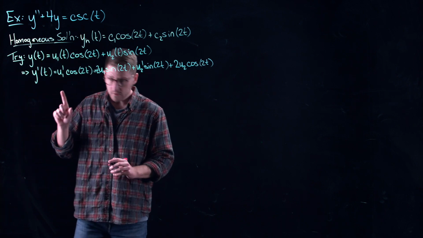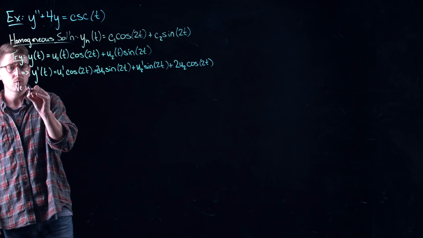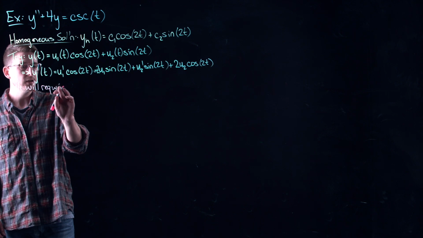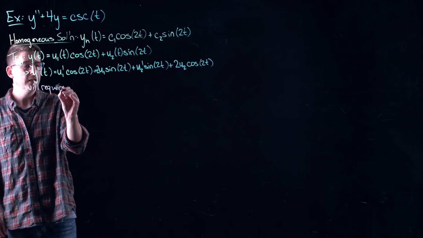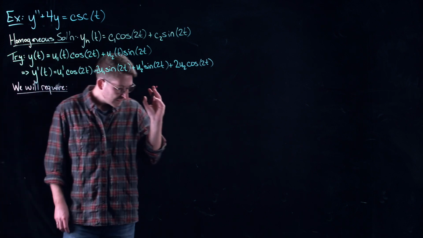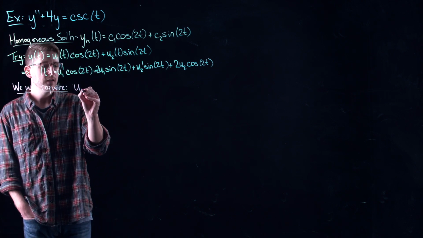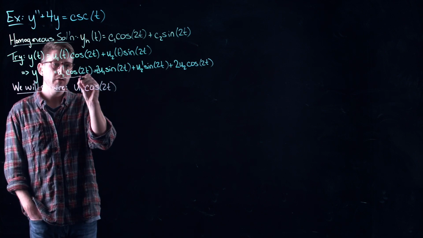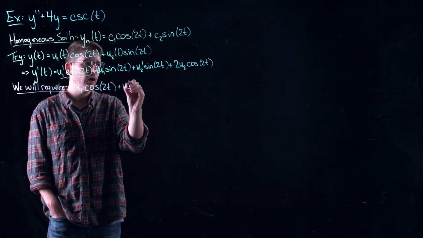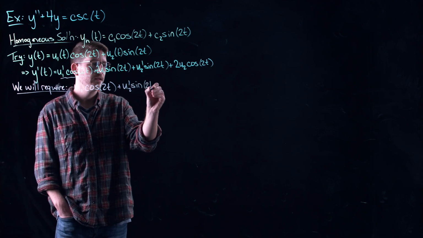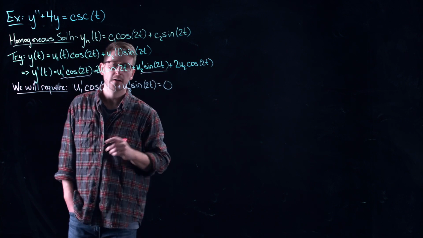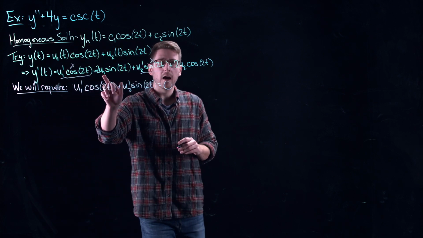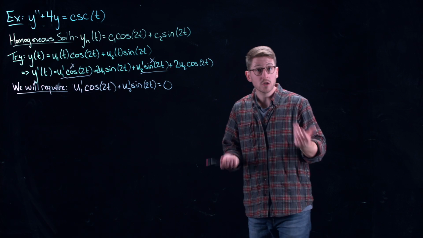But what we're going to do is we will require, and it turns out that this is necessary for the method to work, an assumption on u1 and u2. In this case, our assumption is that u1 prime times cos of 2t, that's this part right here, plus u2 prime times sine of 2t is equal to 0. That's this part right here. So that means that this piece drops out, and so does this piece, and I am left with no more derivatives of u1 and u2.